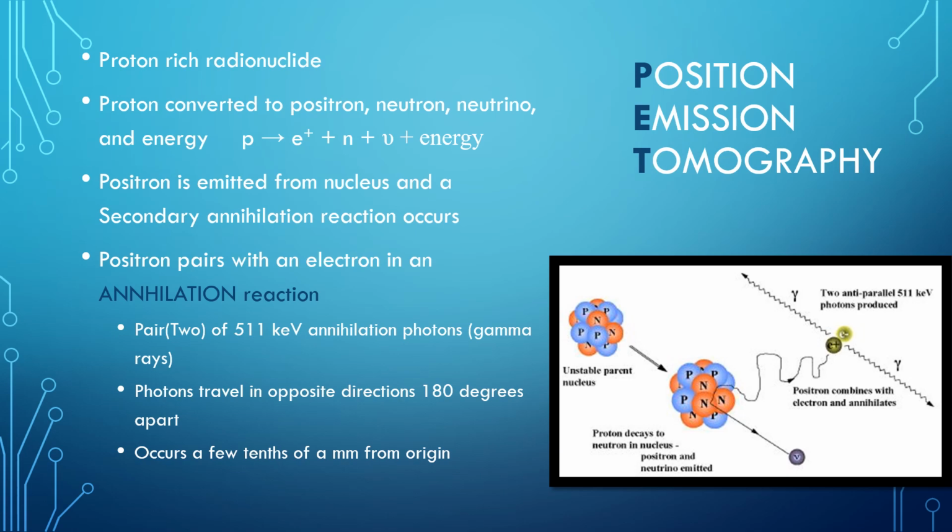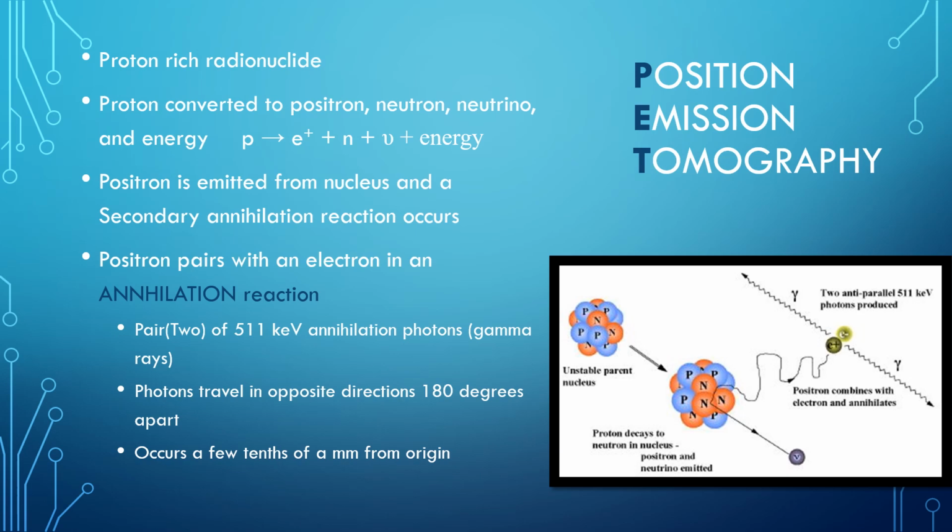So with positron emission tomography, we are imaging annihilation photons that come from positron decay. So these are proton-rich radionuclides. They are neutron deficient within the nucleus. And so within that nucleus, the proton is converted to a neutron, a positron, and a neutrino plus excess energy. The neutron stays within the nucleus of the atom, but the positron, the neutrino, and the energy exit that atom. So there's the chemical equation for that.